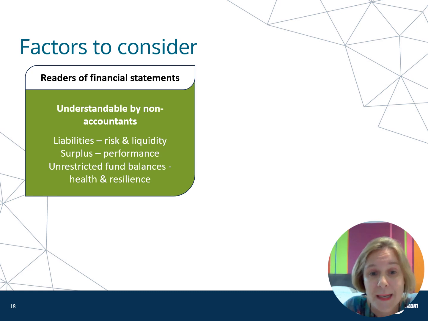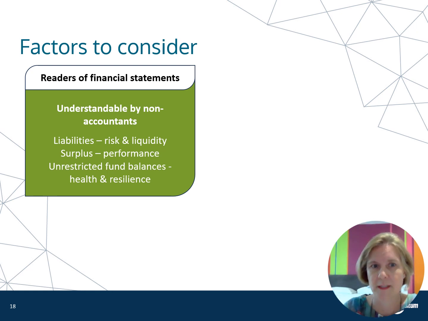So the first is liabilities. When a user looks at the financial statements and looks at liabilities, they're often wanting to answer questions about risk and liquidity and things like that. The second is a surplus, and sometimes users, I would say wrongly, look at the financial statements to try and get a sense of performance. Like if you've got a surplus, big surplus, then maybe you're not spending all your money.